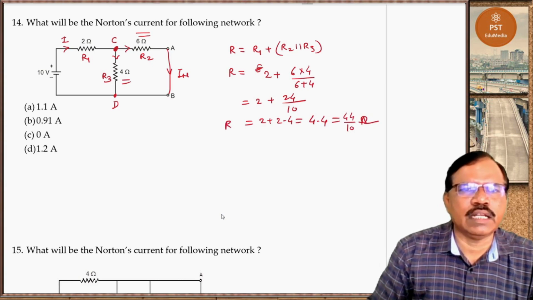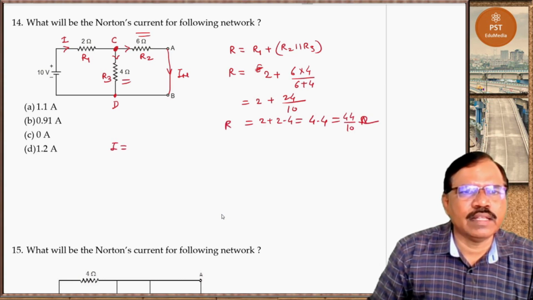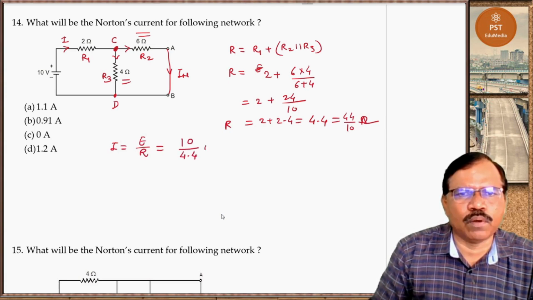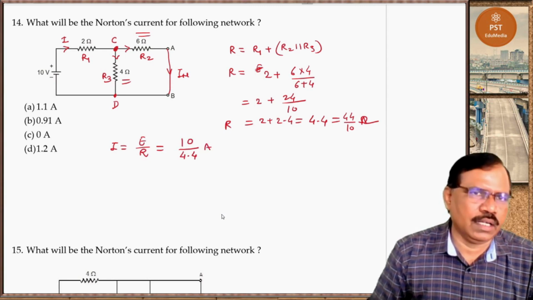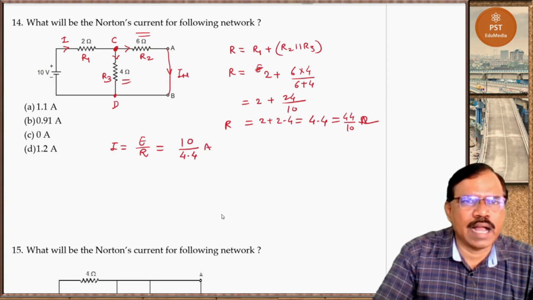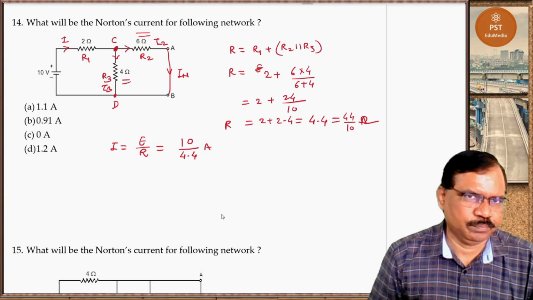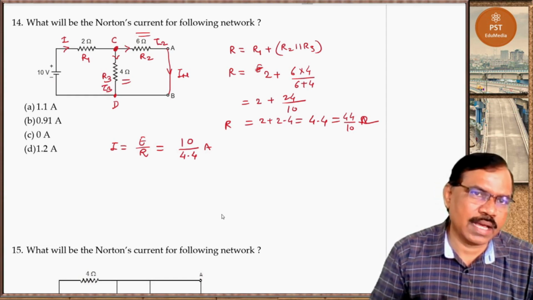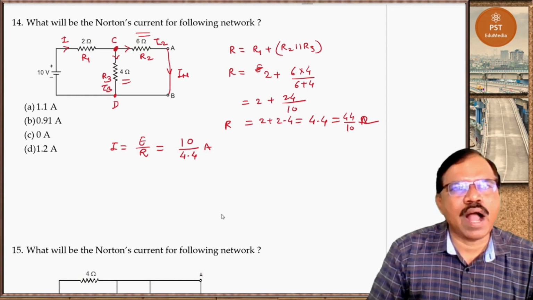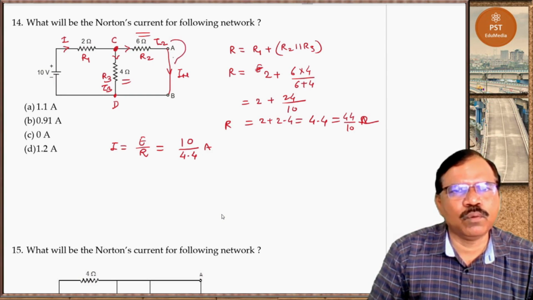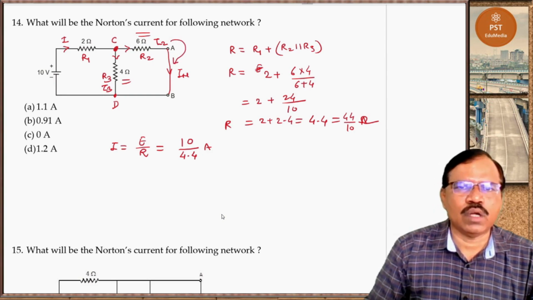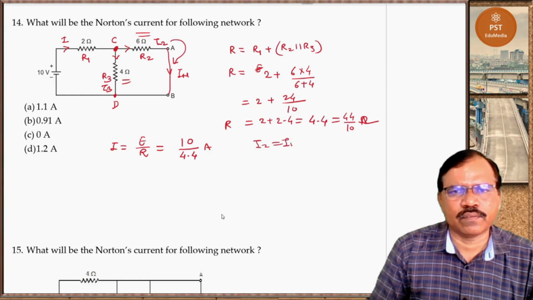4.4, or 44 upon 10 ohm. This is the resistance. And what is current I? That is E upon R, so that is 10 divided by 4.4 ampere. So this is the total current. Suppose I2 is flowing through the 6 ohm and I3 through the 4 ohm. Now R2 and R3 are parallel. Now I2 is also flowing through the short, so I2 will be equal to IN.